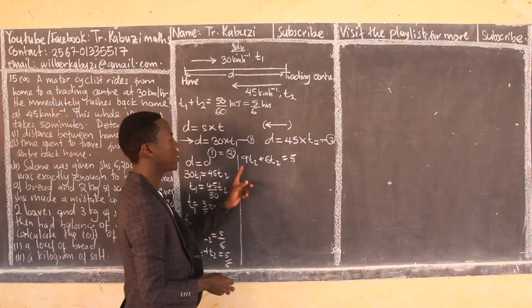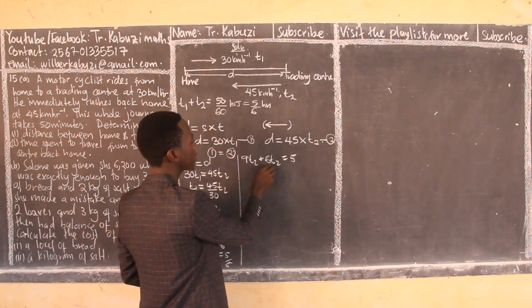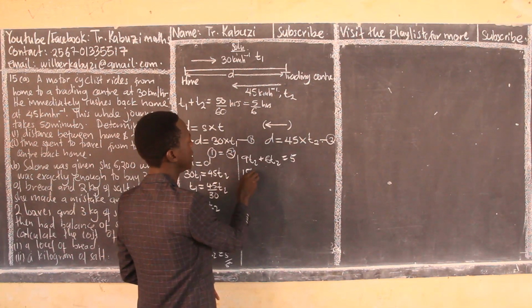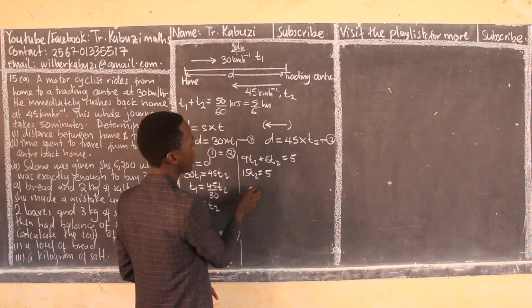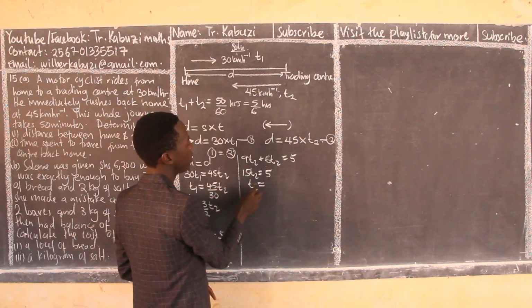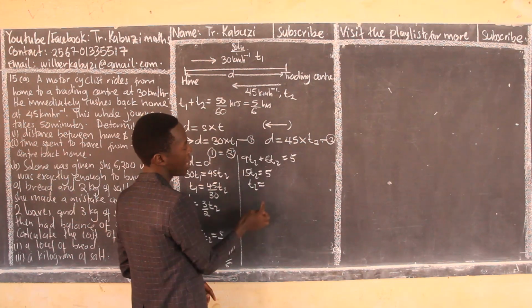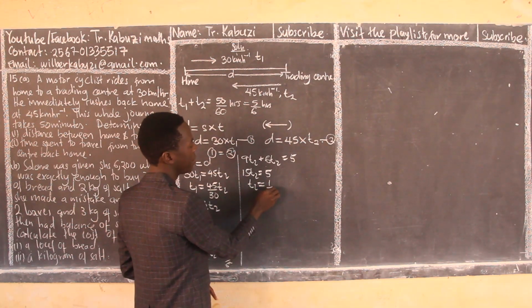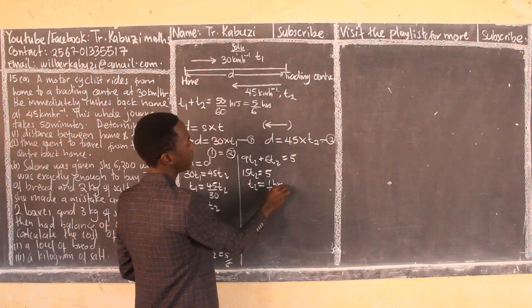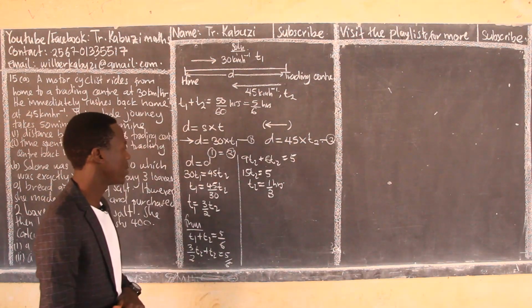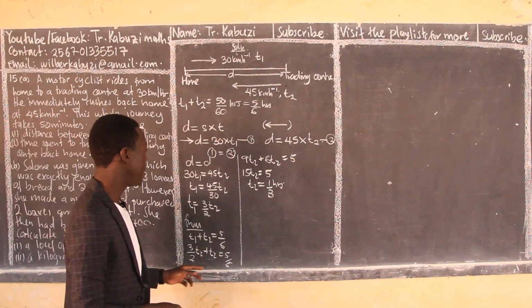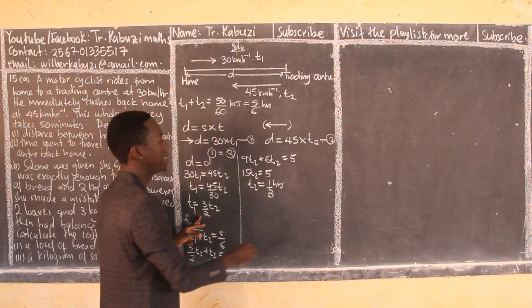And then if you simplify, I'm going to be having 15 T2 equals 5. So my T2 there is going to be divided by 15 on both sides. We'll be having a half hour. So now that is what we have. T2 is half an hour, meaning I can put it here to get my T1.